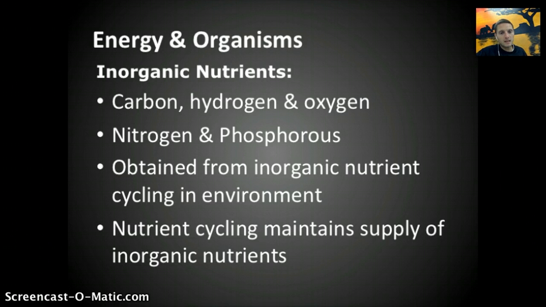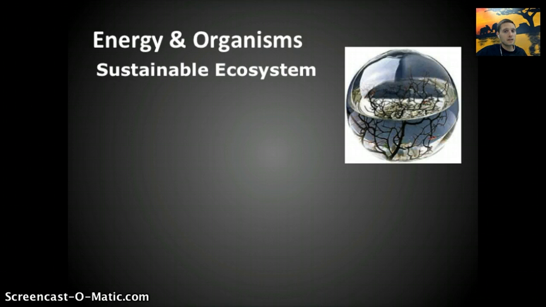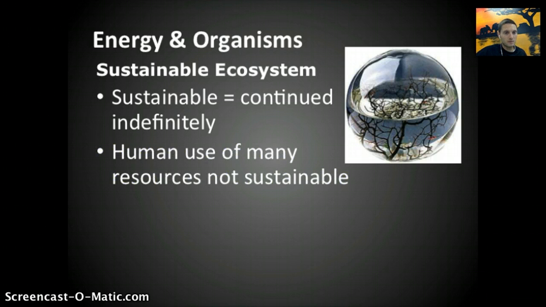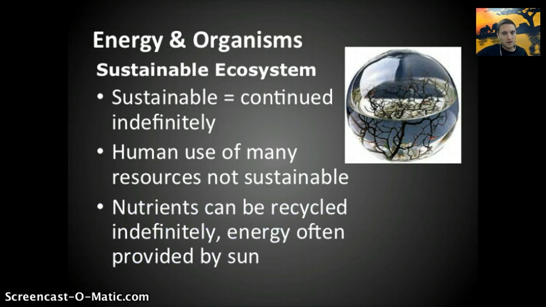Nutrient cycling helps to maintain the supply of inorganic nutrients. These inorganic nutrients are not being created or destroyed, they're just simply being recycled. A sustainable ecosystem is something that can be continued indefinitely. Unfortunately, our use of many resources is not really sustainable. Nutrients can be recycled indefinitely, and energy is often provided by the sun. There are three requirements of a sustainable ecosystem: nutrient availability, detoxification of waste products, and energy availability.